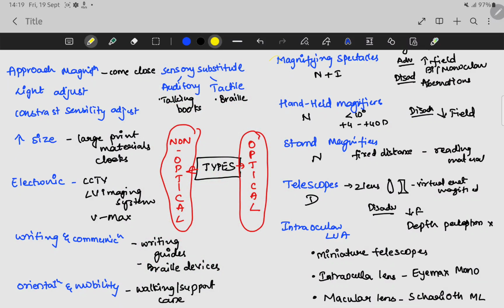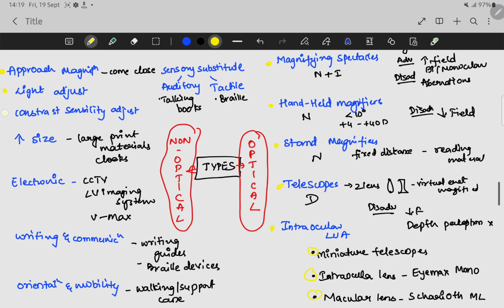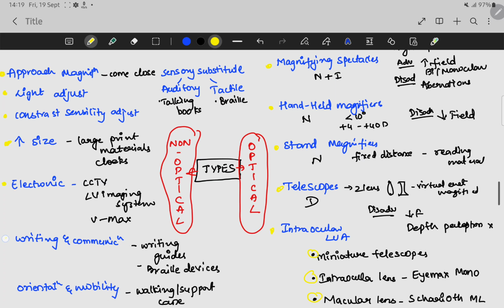So we have magnifying spectacles, handheld magnifiers, stand magnifiers, telescopes, and intraocular low vision aids. Whereas in non-optical we have approach magnification, light adjustment, contrast adjustment, increasing the size, electronic devices, writing devices, orientation devices, and sensory substitute. So these are the types of low vision aids which we can provide to the patients.